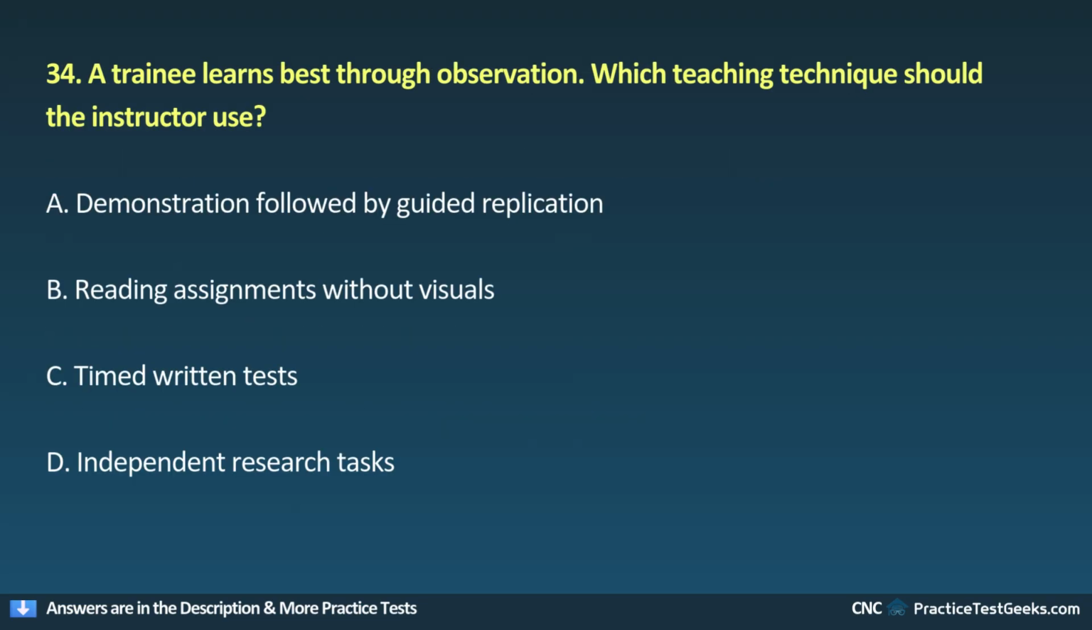34. A trainee learns best through observation. Which teaching technique should the instructor use? A. Demonstration followed by guided replication. B. Reading assignments without visuals. C. Timed written tests. D. Independent research tasks.